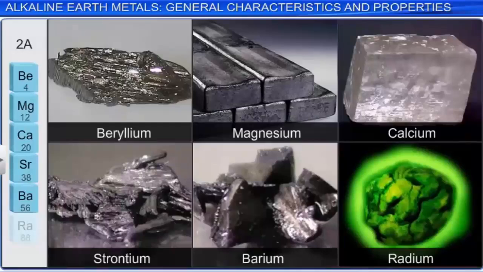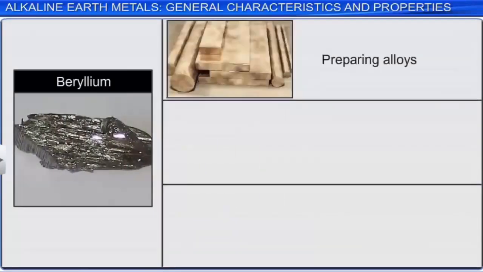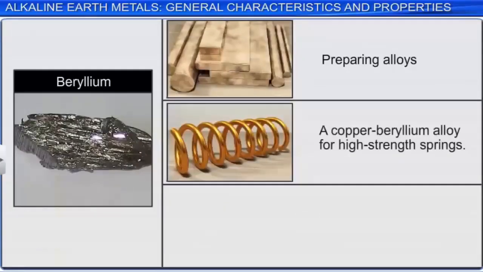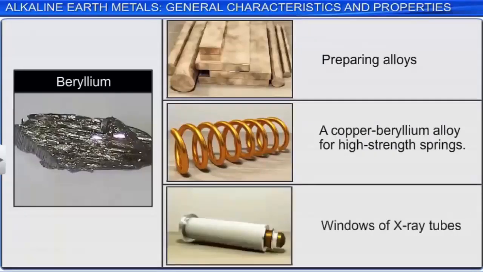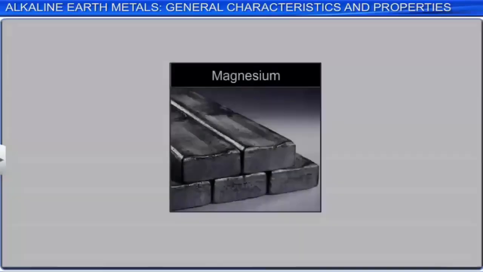The alkaline earth metals are used for a variety of purposes. We'll wrap up this module with an overview of the uses of these metals. Beryllium is used in many industries. It is used to prepare several alloys. A copper beryllium alloy is used to manufacture high-strength springs. Metallic beryllium is used for the windows of X-ray tubes. The inhalation of beryllium dust, vapor, or its compounds can cause berylliosis, a serious form of metal poisoning.